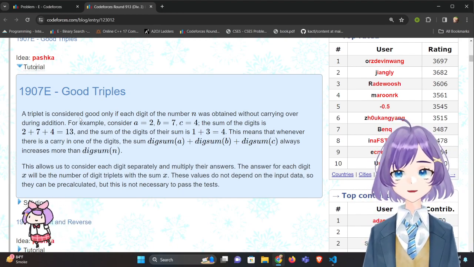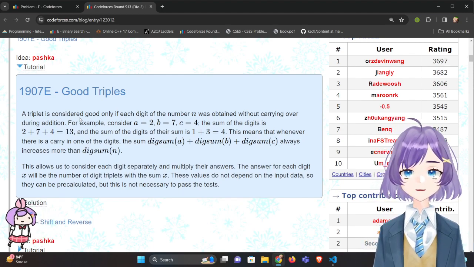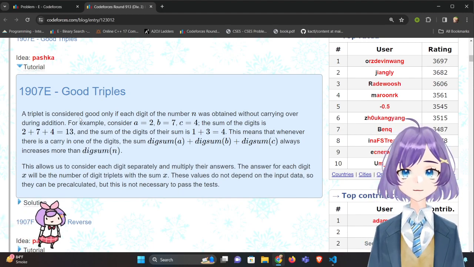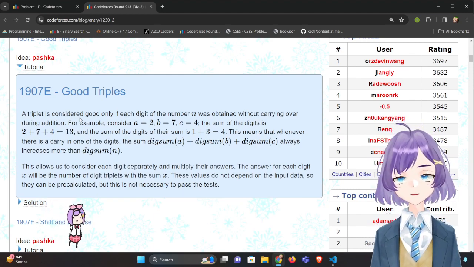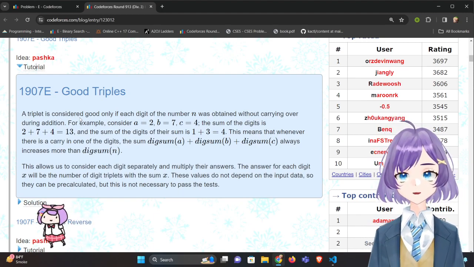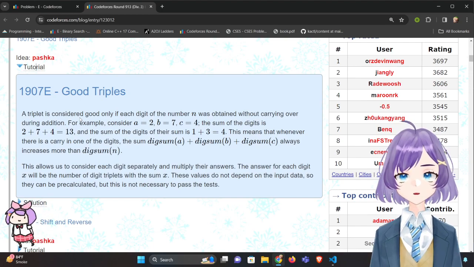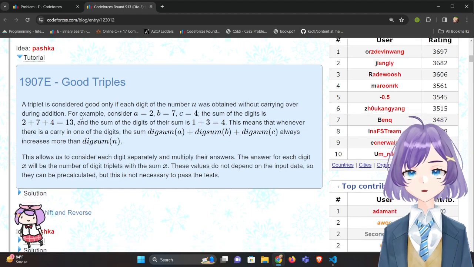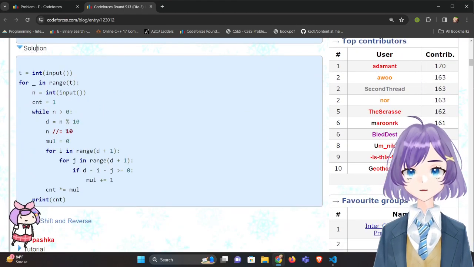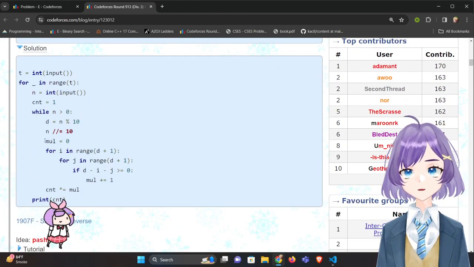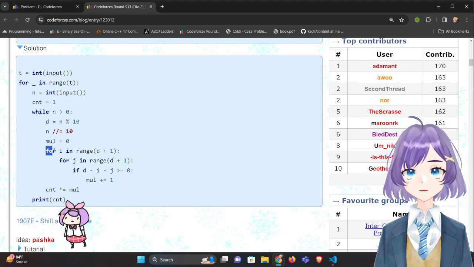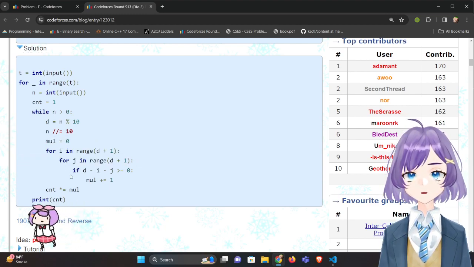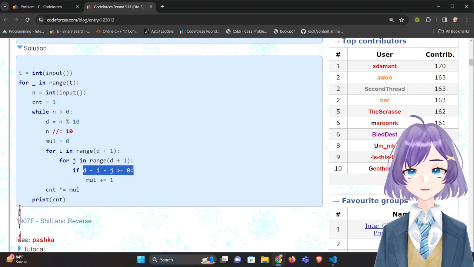The answer for each digit x will be the number of digits with the sum fx. These values do not depend on the input data, so they can be pre-calculated, but this is not necessary to pass the test. This is the condition that a triplet is valid.